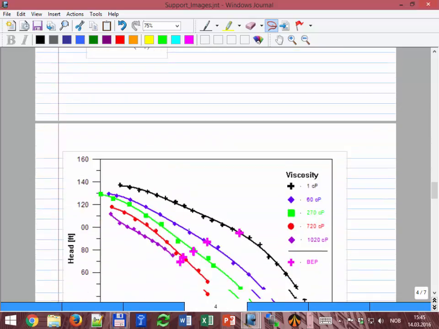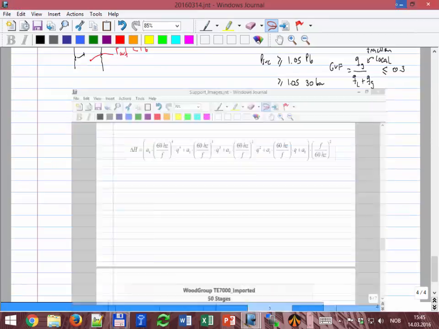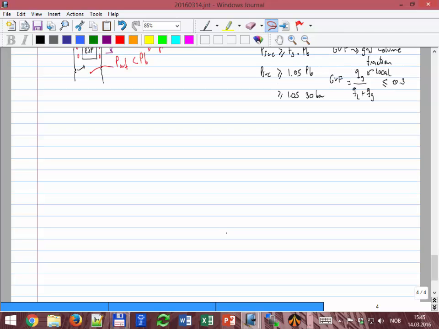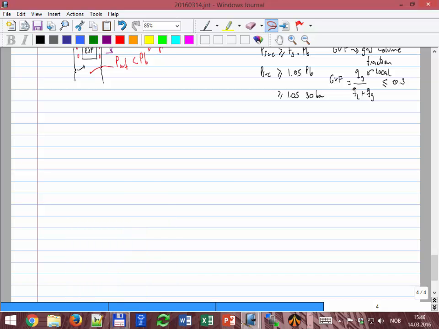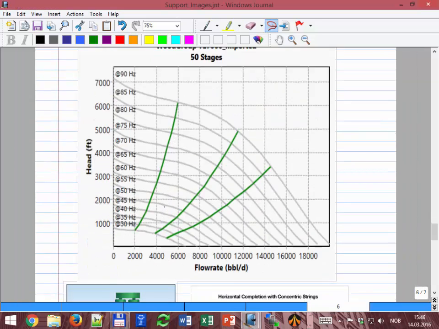Okay, so let's do kind of a design of an ESP, to see how much we're going to get with an ESP for our system. Professor? Yep. There are some ESPs that are equipped with special modules that will accommodate more gas. Yeah, I will show you some pictures. Well, I can show it right away if you want.